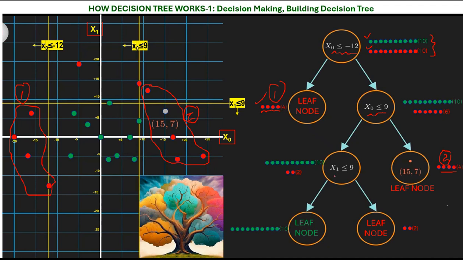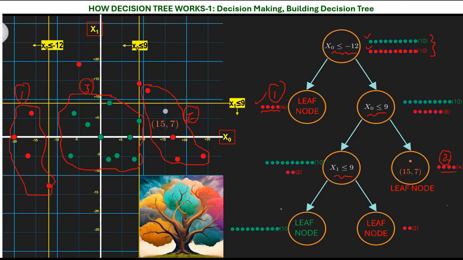Now let me put another condition, x1 less than or equal to 9. If I put this condition, this is my x1 equal to 9 line. Anybody with x1 less than or equal to 9 comes under the left child of this node. These are the data points which are x1 less than or equal to 9. Let's call it leaf node 3, because all are green.